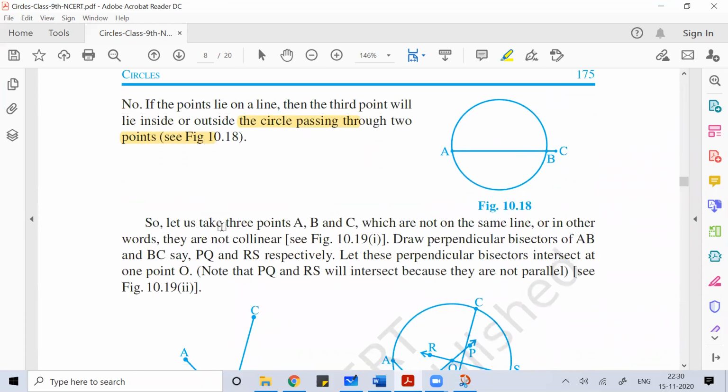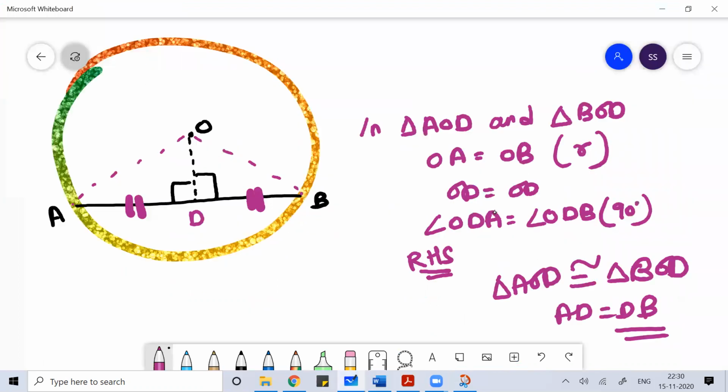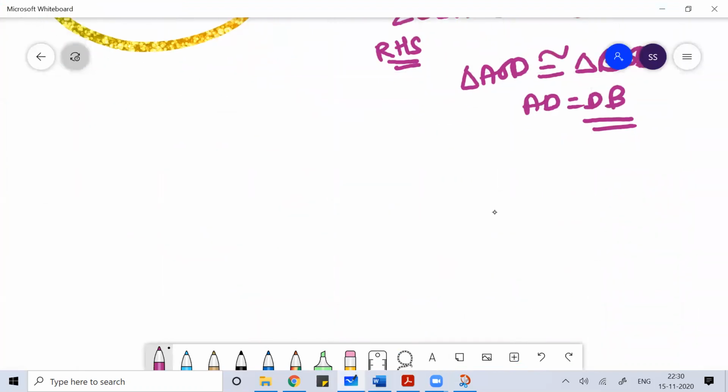This is the same thing I started the class with. Imagine we have three points A, B, and C, which are not on the same line. Suppose you got three non-collinear points, something like this, A, B, and C. Now, how will you draw the circle?